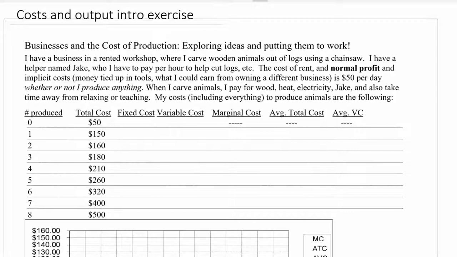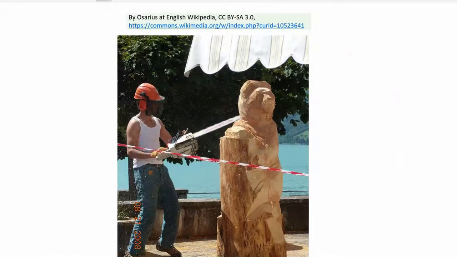And in this example, we're going to talk about a fictitious, make-believe business. Let's suppose that I have a business where I carve animals out of logs using a chainsaw. If you've never seen this, let me show you what this looks like. Here's a picture from Wikipedia of a person doing this activity. They have a big chainsaw, they have a big log, and they're carving some sort of animal sculpture out of it. Now, this is done a lot in the mountains of North Carolina, and let's just assume this is the business that we're talking about here.